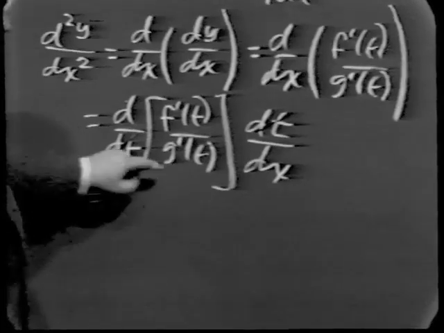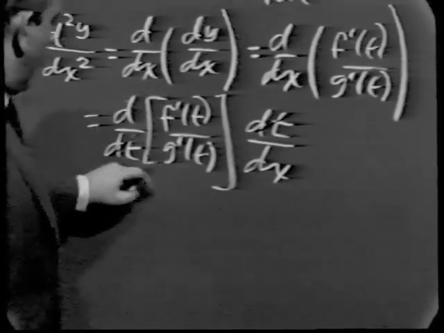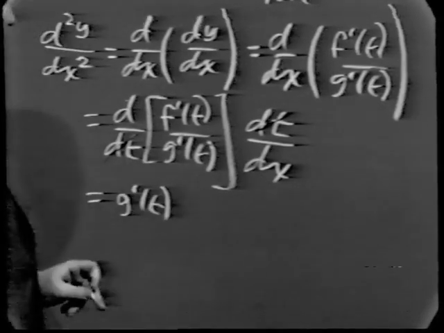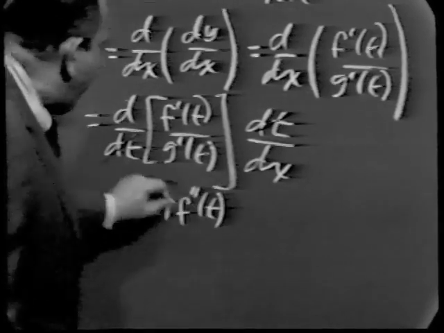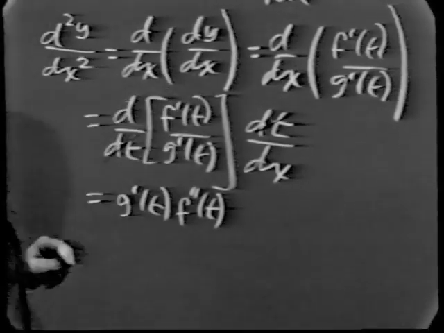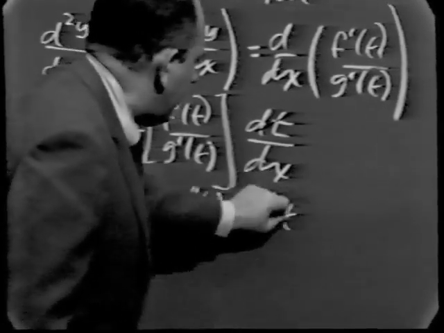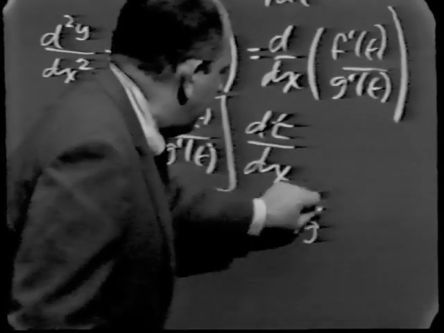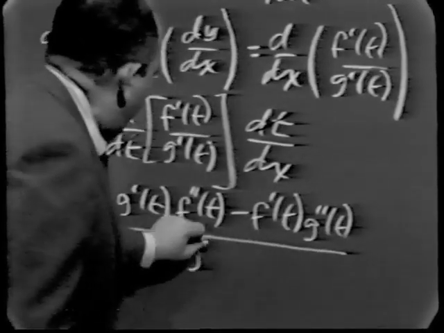And now I can work this out by the regular quotient rule, which says what? It's the denominator times the derivative of the numerator, and I'm differentiating now with respect to t, the natural variable, minus the numerator times the derivative of the denominator, over the square of the denominator.